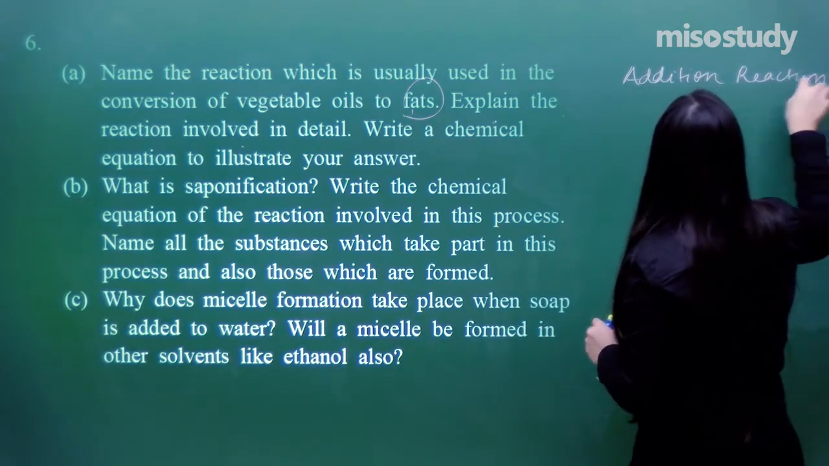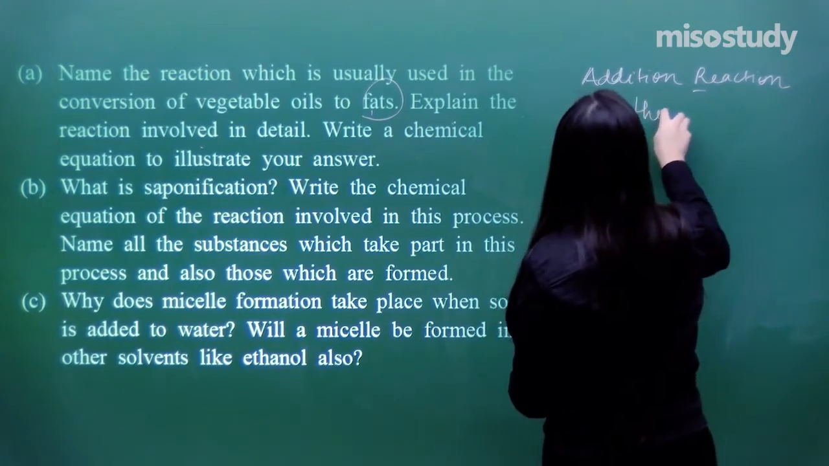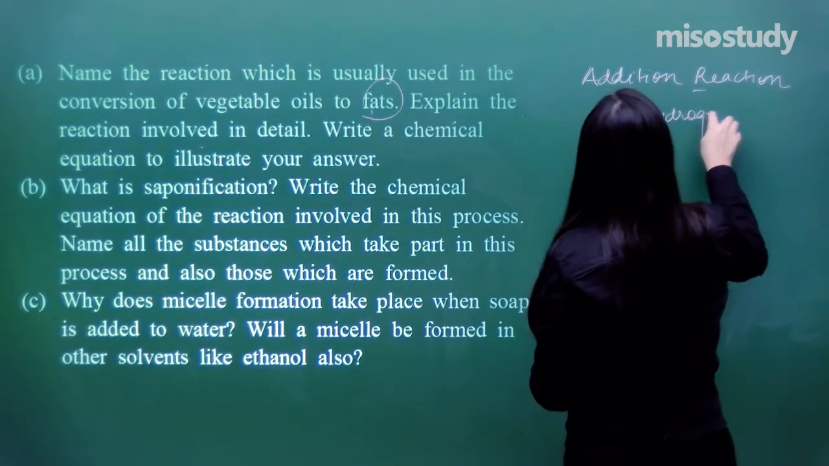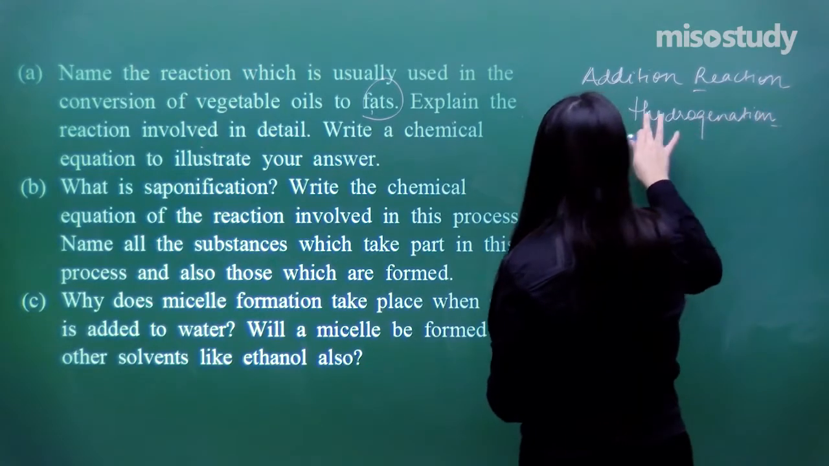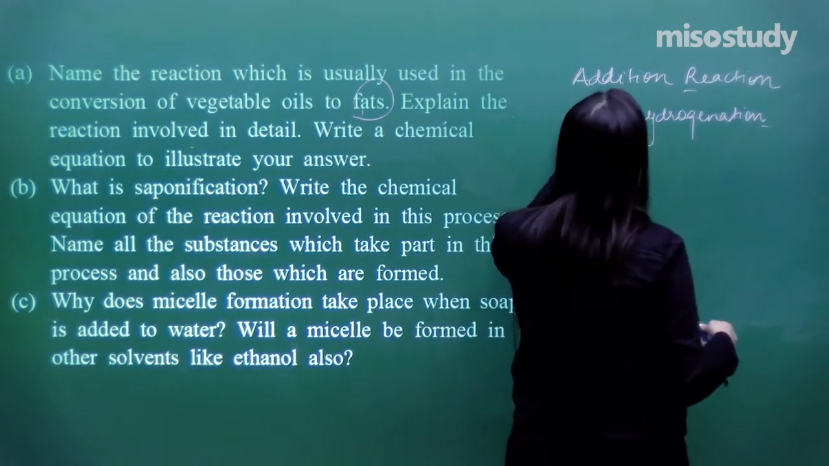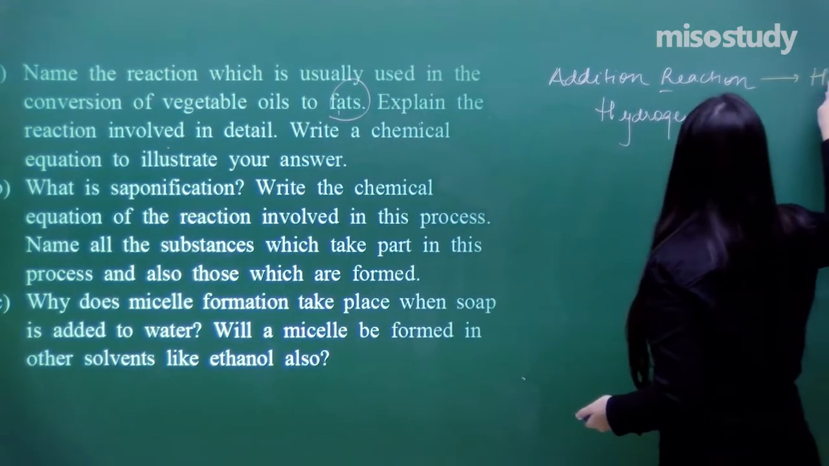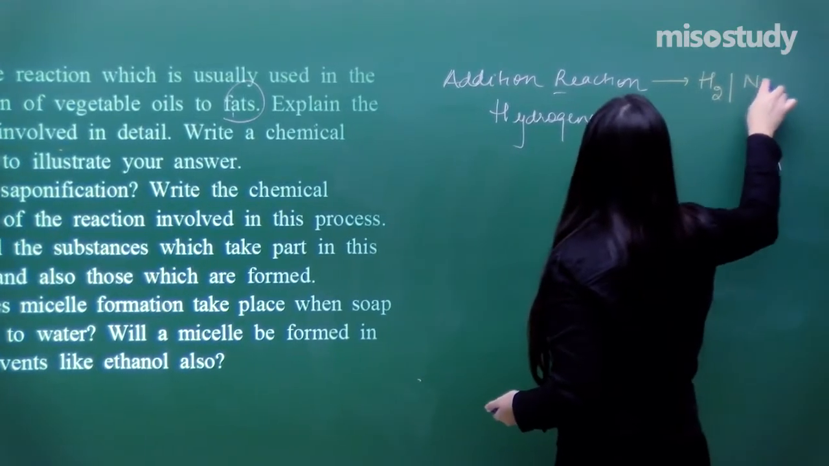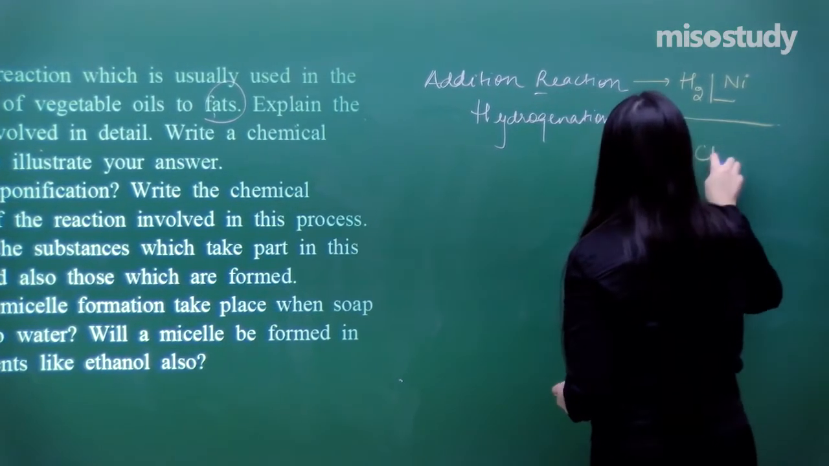Addition reaction, and the name of the reaction is hydrogenation. Hydrogenation of vegetable oil. And you know what kind of a hydrogenation it is? Using a catalyst. In an addition reaction, we use a catalyst, usually nickel. And what can be the possible reaction?